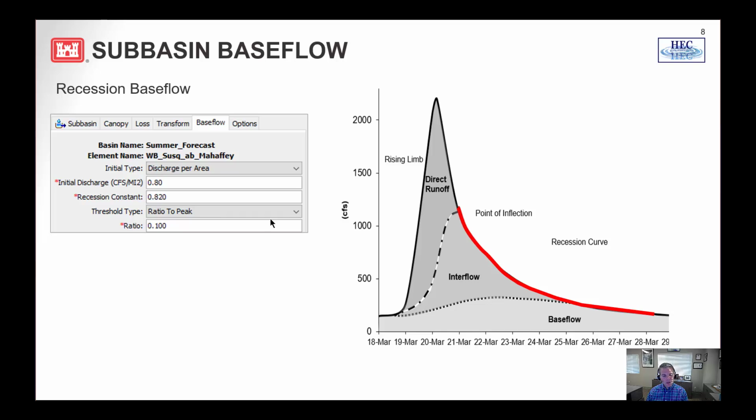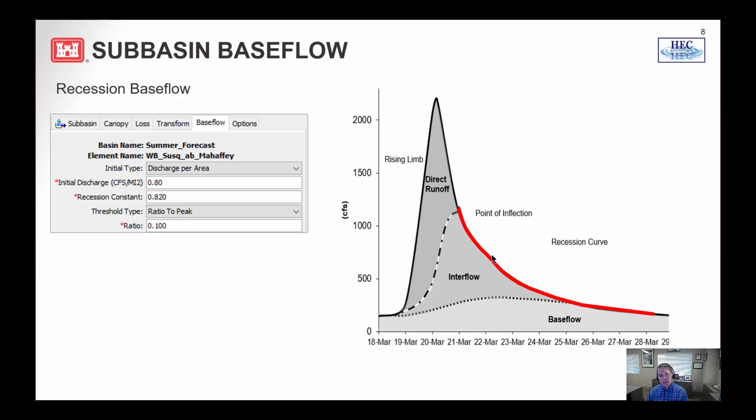The one parameter, initial discharge, this is the base flow at the very beginning of the simulation. That recession constant, this is a parameter that impacts the shape of this recession curve, right? So if it's a value of 1, then you have a horizontal line. There is no base flow recession if the recession constant is 1. If you have a recession constant that's very close to 0, then you're going to have a quick responding or quick recession to the base flow curve. Okay, so you can experiment with different recession constants.